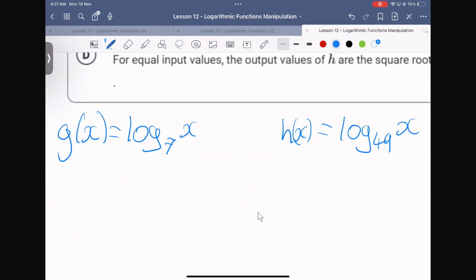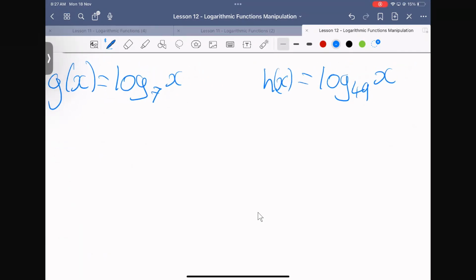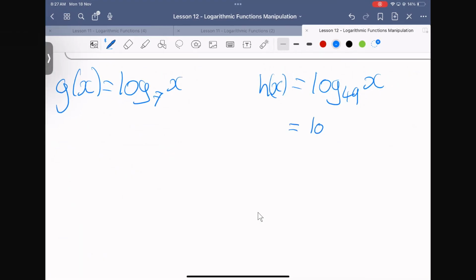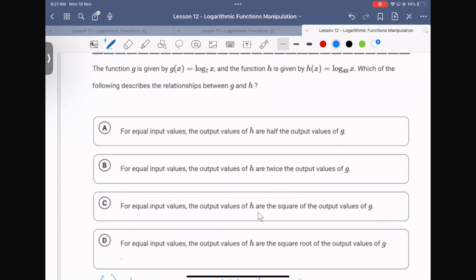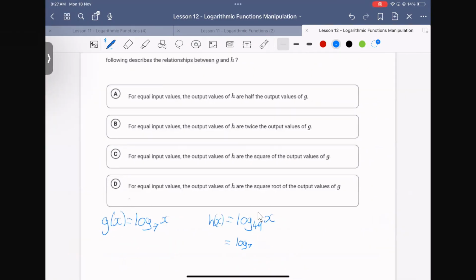There's a few ways we can do this. We can work through this problem. Probably our best way is to use the change of base formula. I did it earlier a more complicated way, but I just thought, no, I'm going to change the base on this one. So if we want to write this one in base 7, which one is the transformation of which? Which of the following best describes the relationship between the two? It doesn't matter which way around.